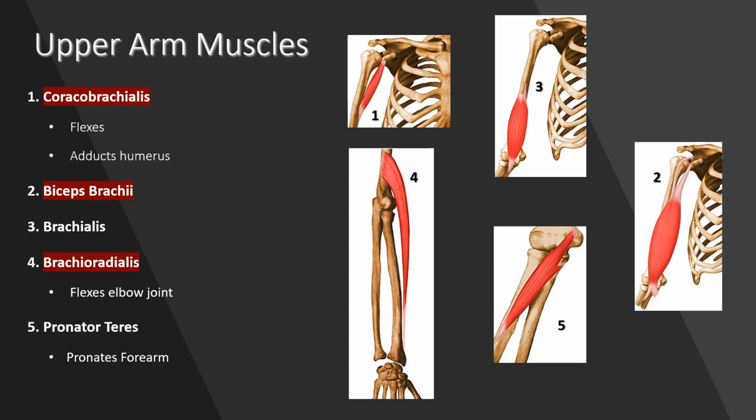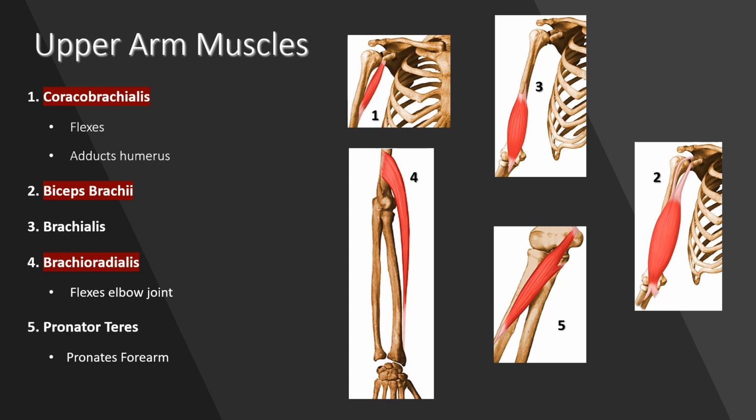Top left picture, it flexes and adducts the humerus. So if you imagine you have a cocoa bean under your armpit and you want to hold it there, you're going to flex and adduct the humerus. So that's coracobrachialis.